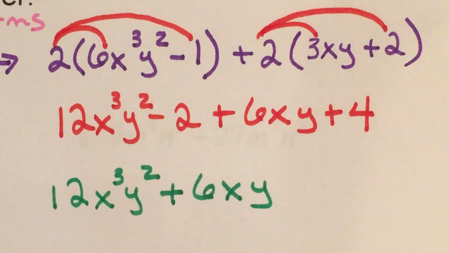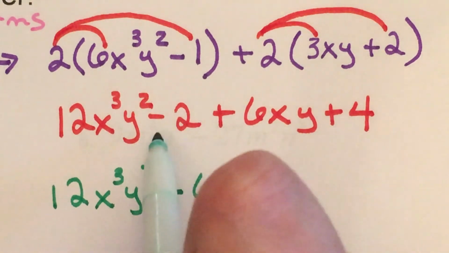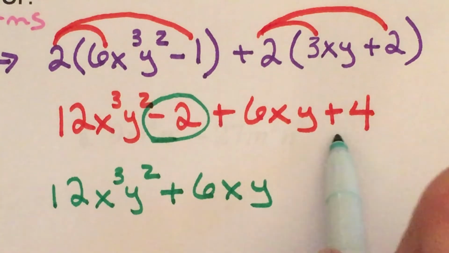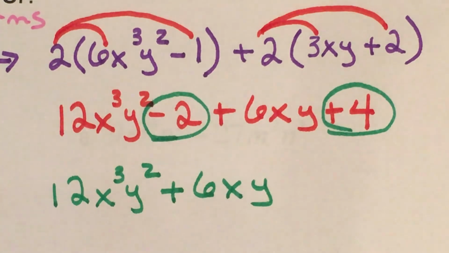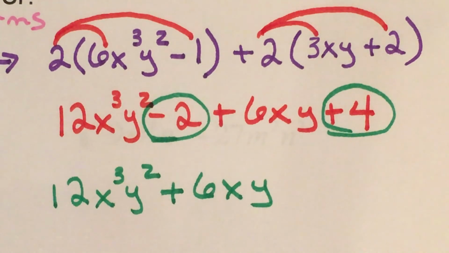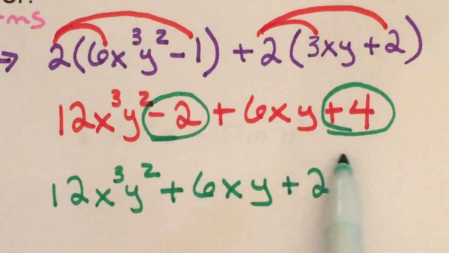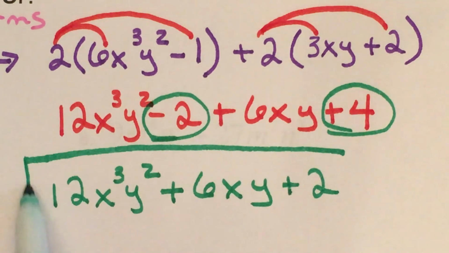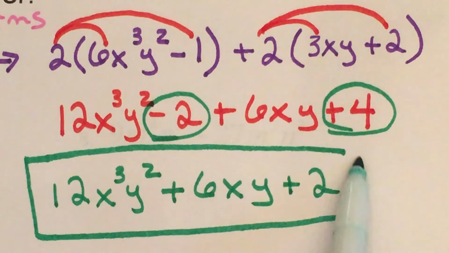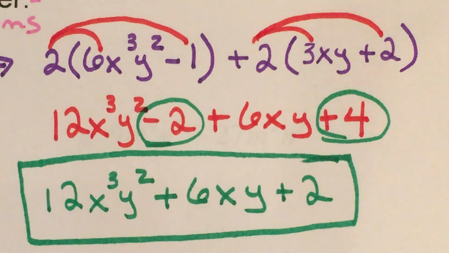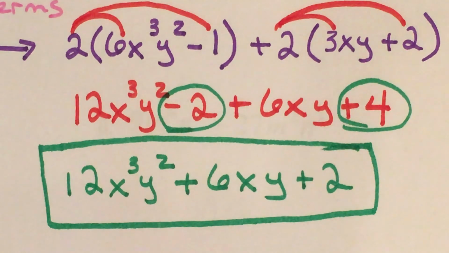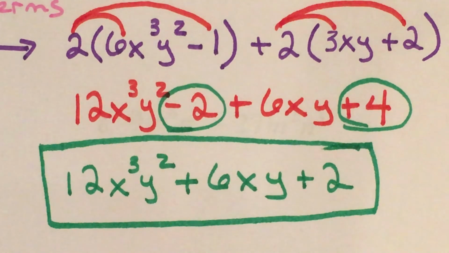No. What can I combine? A constant of a 2 and a constant of a 4. That's what I can combine. So negative 2 plus 4 is, you're right, positive 2. And that is the perimeter of that rectangle. Done. Simplified, combined like terms, it's good to go.